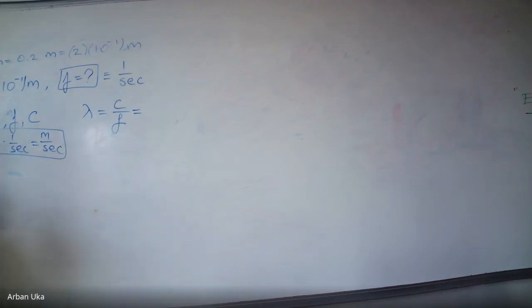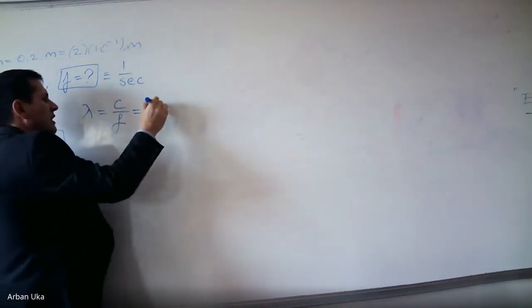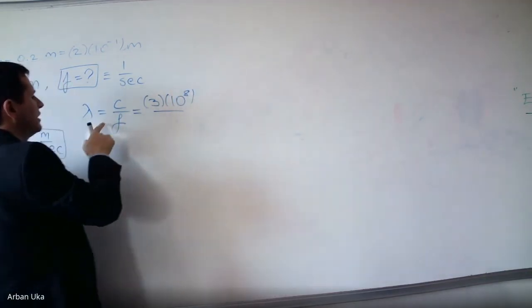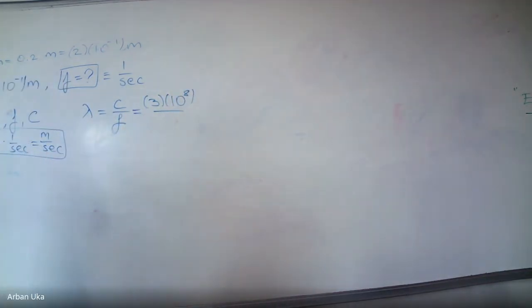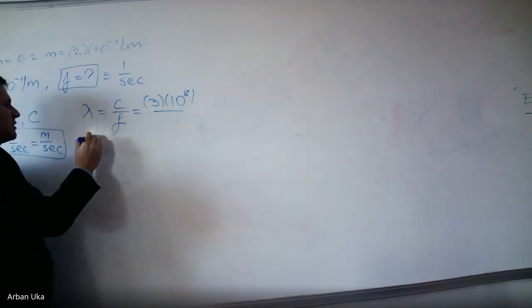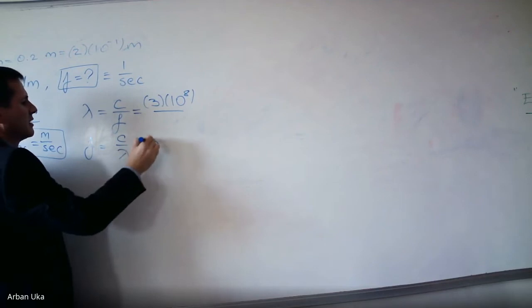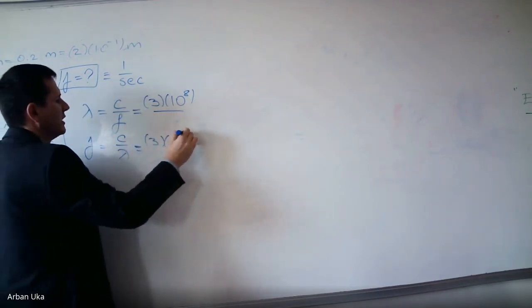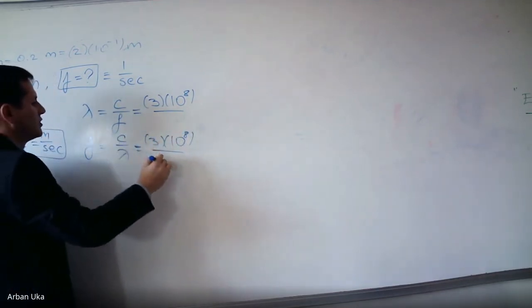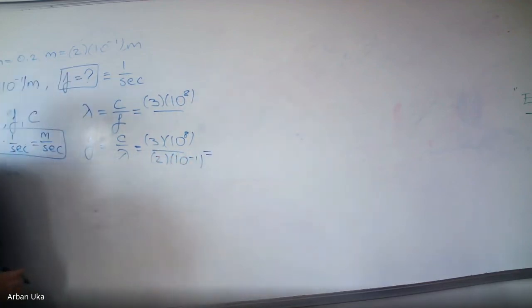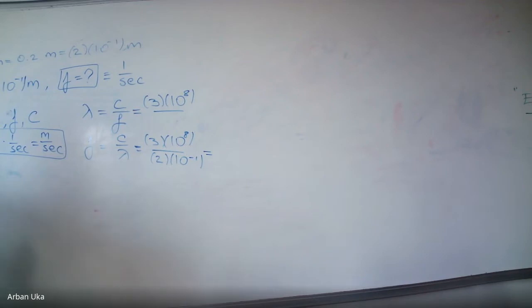So now here we just say the speed of light is 3 times 10 to the power 8 divided by, okay, so we need to know the frequency, but we know the wavelength. Let's find this other one. This is 3 times 10 to the power 8 divided by the wavelength, which is 2 times 10 to the power minus 1. So then we look at these numbers.